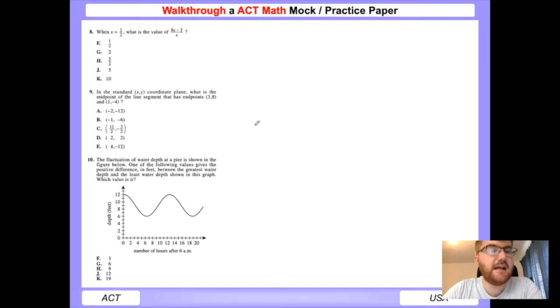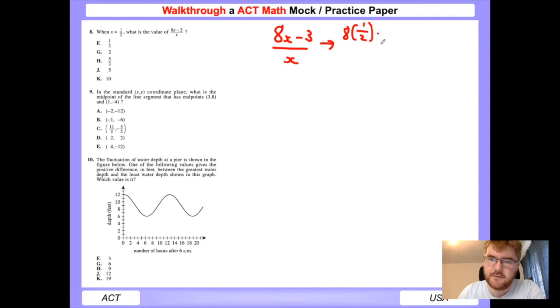So question 8, when x is a half, what is the value of 8x minus 3 over x? So I'm going to write this out large so we can see what's going on. And we're just going to replace the x with a half. So this is all I'm doing here, not doing anything else, rather than just replacing the x with a half. Well, 8 times a half, or a half of 8, is equal to 4. We're taking this one step at a time. 4 minus 3 is equal to 1.